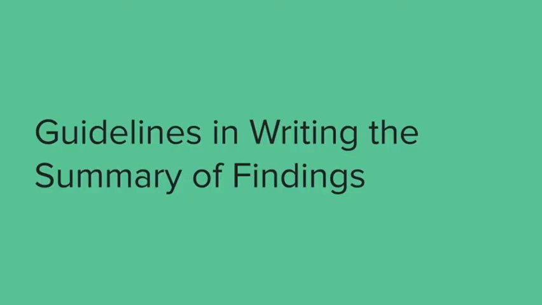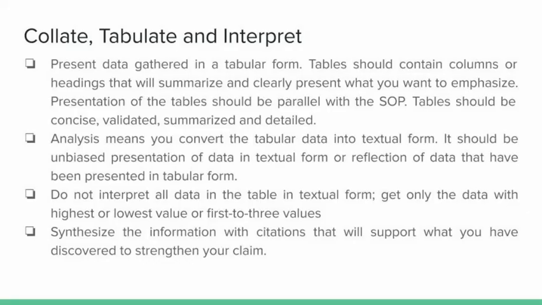The final part of my report is the guidelines in writing the summary of findings. For the summary of findings, we have to collate, tabulate, and interpret the data. The first one is to present the data gathered in tabular form. Tables should contain columns or headings that will summarize and clearly present what you want to emphasize. Presentation of tables should be parallel with the statement of the problem. Tables should be concise, validated, summarized, and detailed.